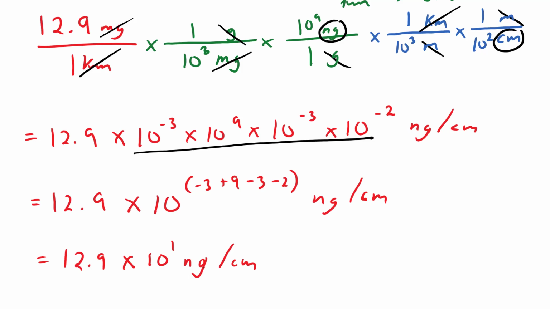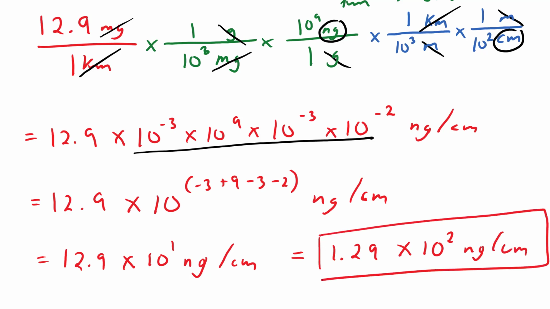Is this the final answer? It is not. It's not in proper scientific notation. I take a 12, make it into 1.29. I made this number smaller. Here I divided by 10. To make sure this is balanced, I have to multiply this by 10, giving this 10 to the 2 nanograms per centimeter. Final answer.